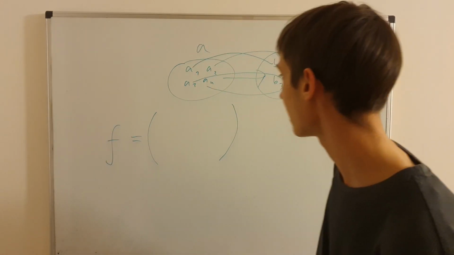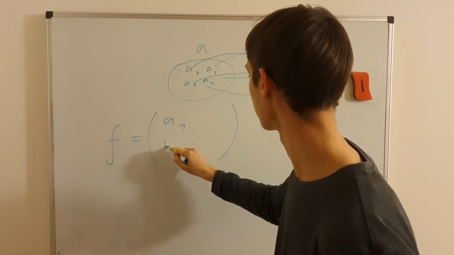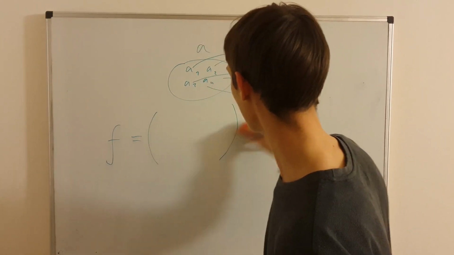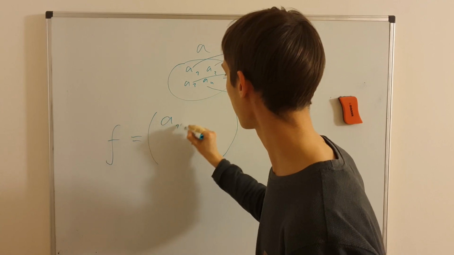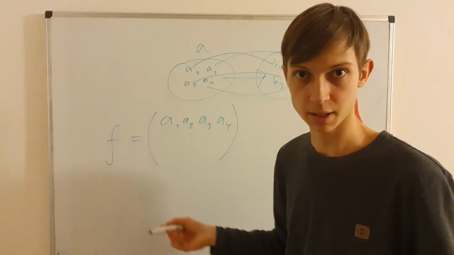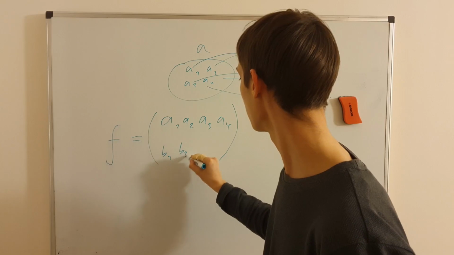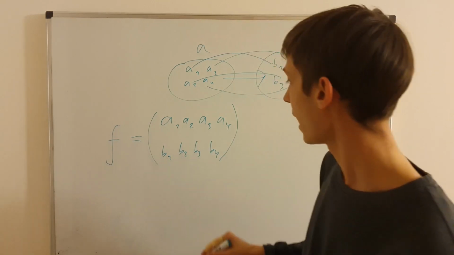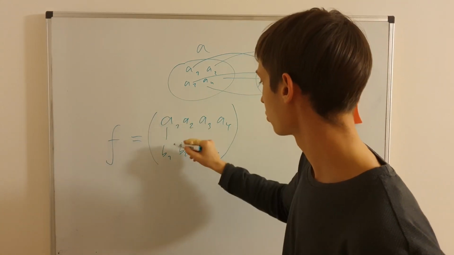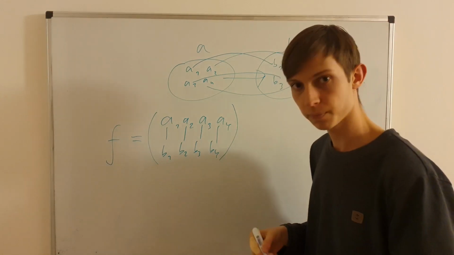So I will define f as follows: for inputs A1, A2, A3, A4, this is the set of inputs, and as I said, it's a bijective function, so exactly the same number of inputs and outputs, B1, B2, B3, B4. Each is linked to the one written below it. So A1 goes to B1, A2 goes to B2, A3 goes to B3, A4 goes to B4.